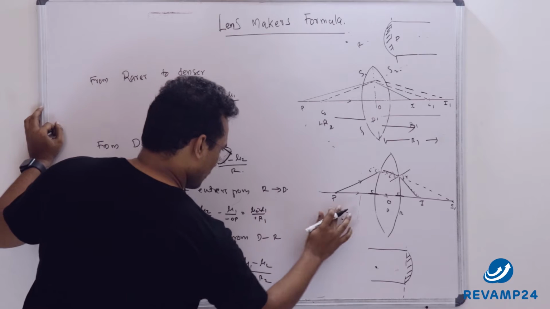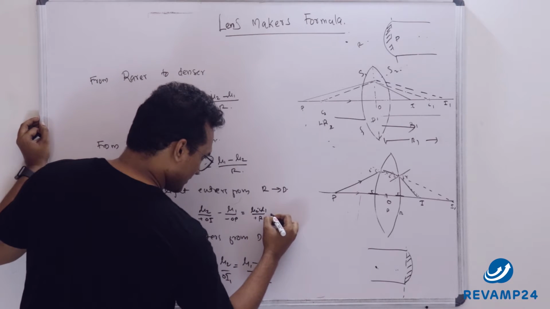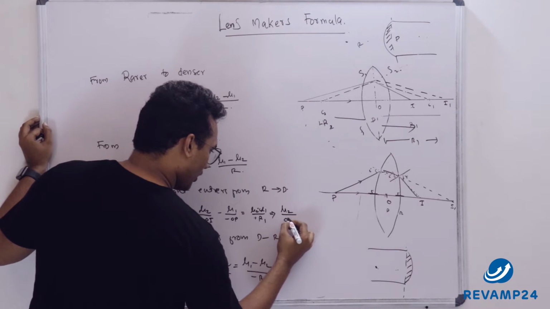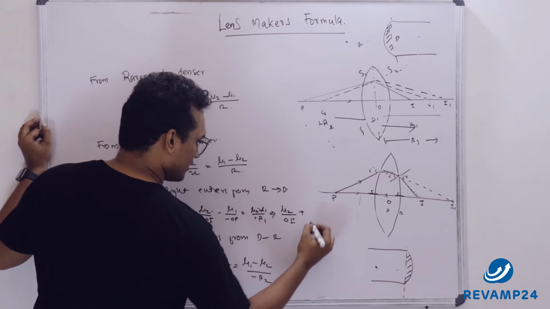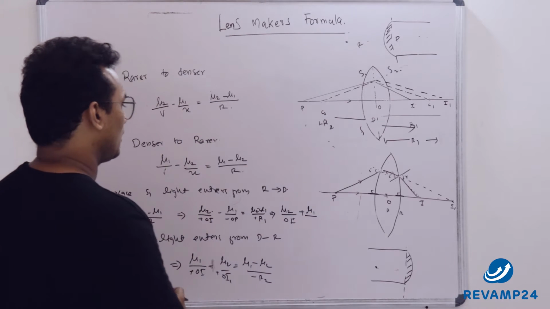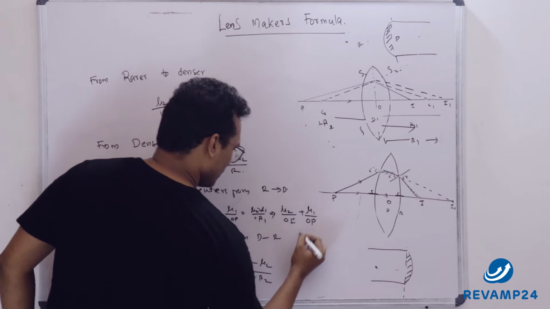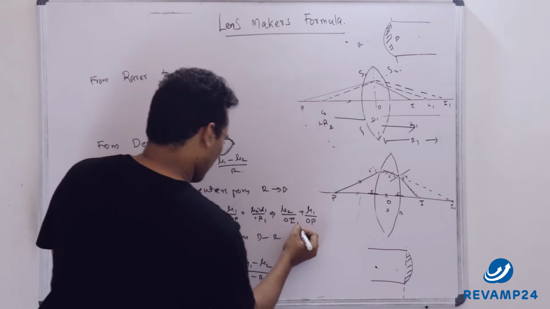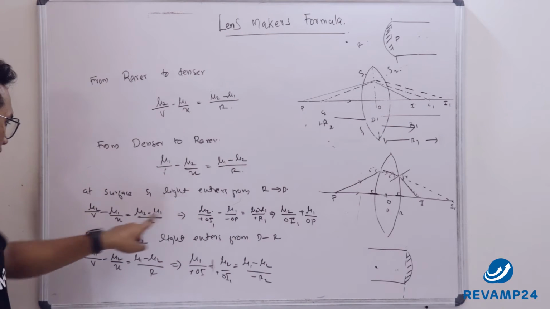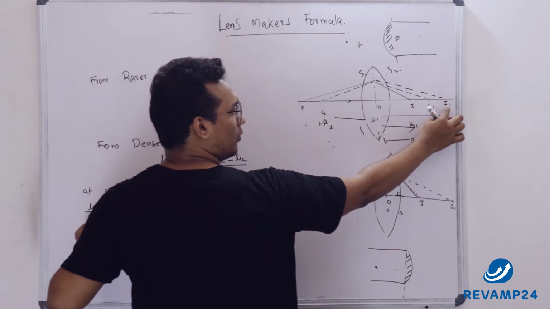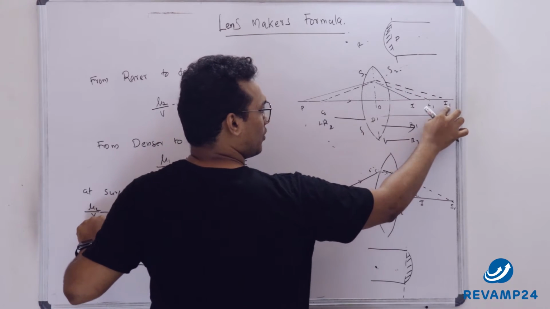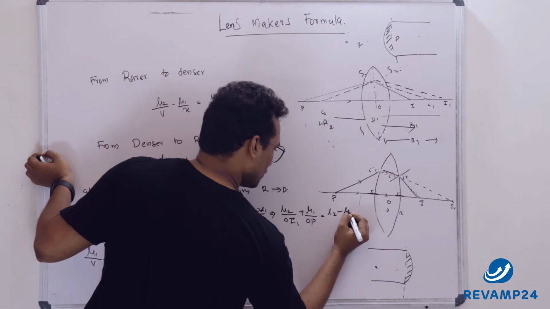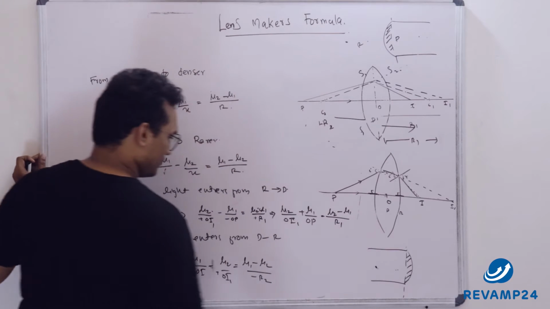So just rearrange this equation. This implies mu2 divided by OI1 minus mu1 divided by OP is equal to, okay, here my image is formed at OI1, right? The first surface is making an image at OI1. So this is equal to mu2 minus mu1 divided by R1.